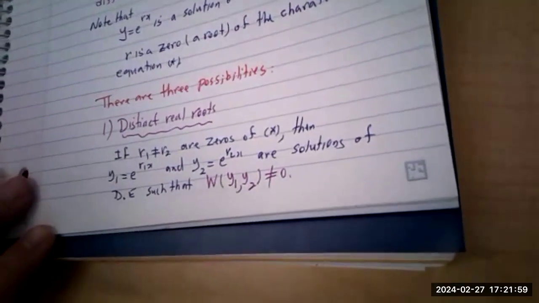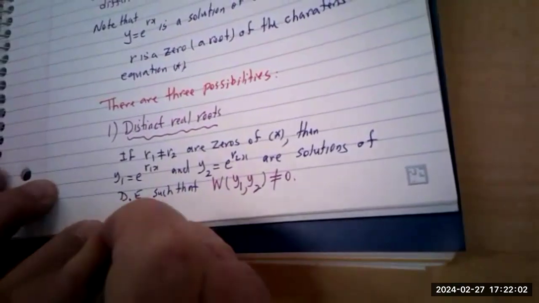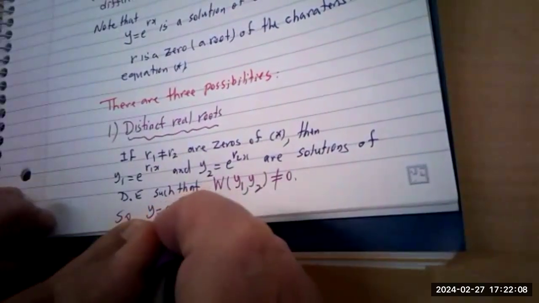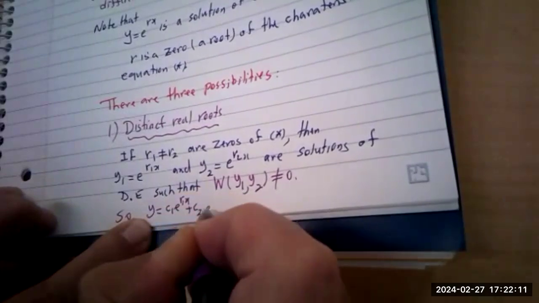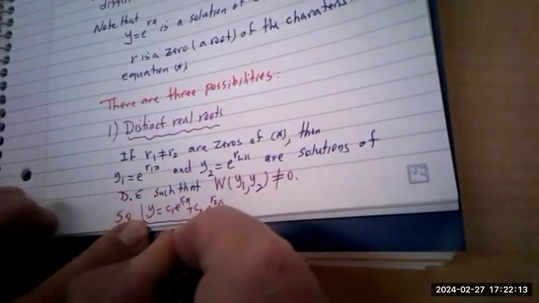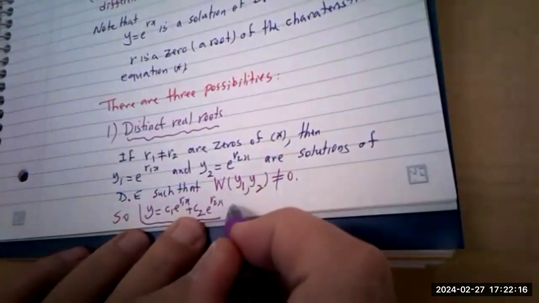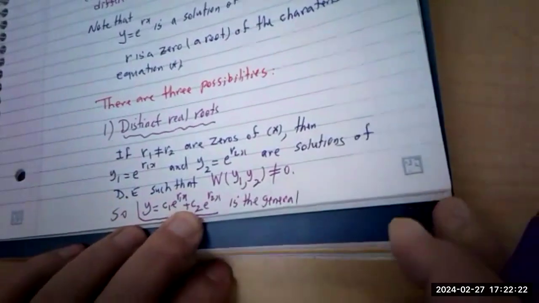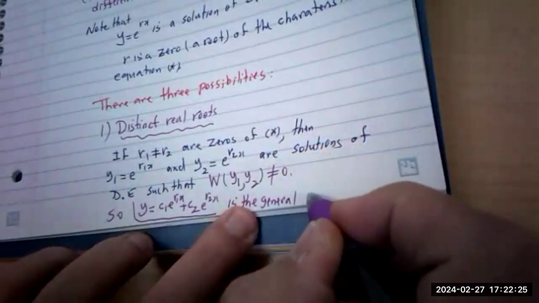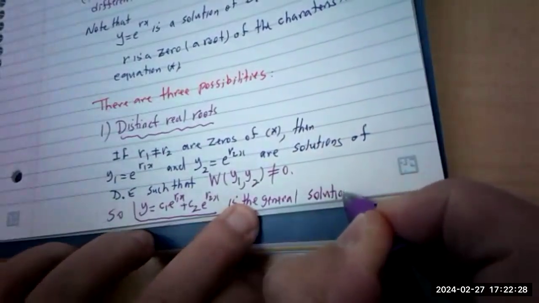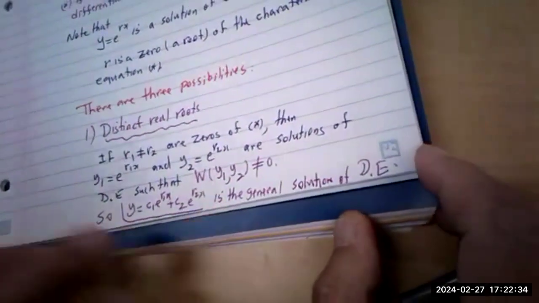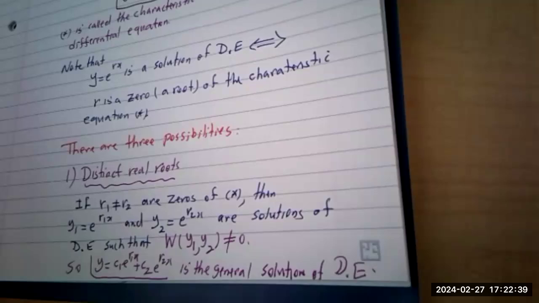So the linear combination of these is going to be the general solution of the differential equation. So y equal to C1 e to the r1x plus C2 e to the r2x is going to be the general solution of the differential equation. That is done, easily and nicely. So that's case one, when you have two different roots.